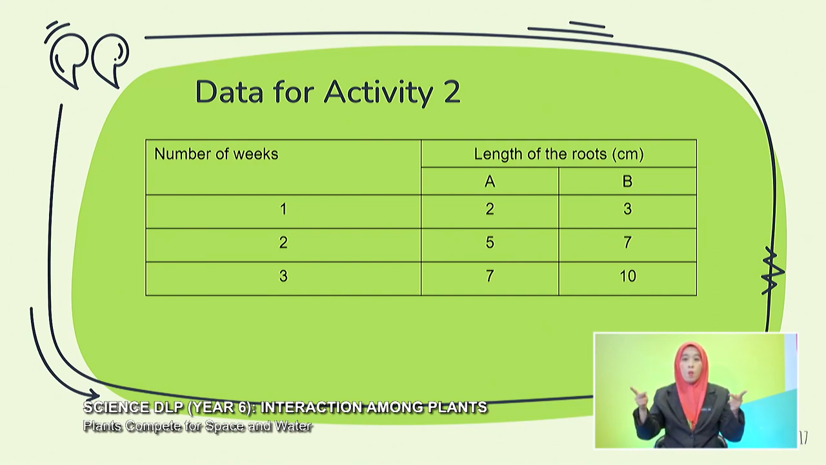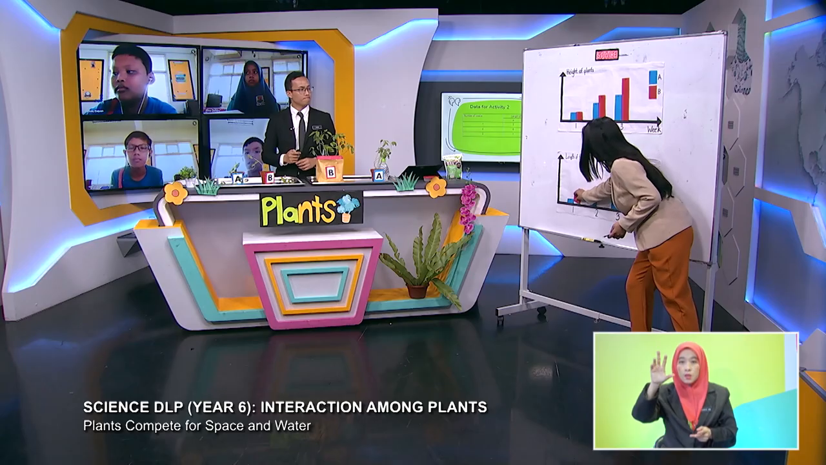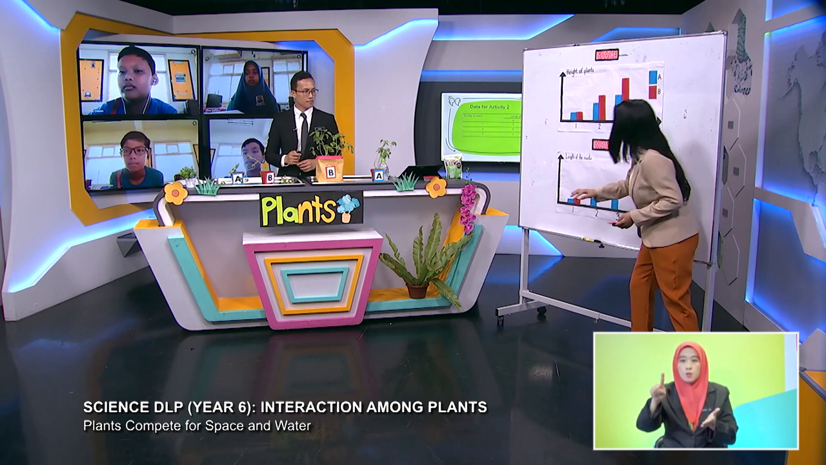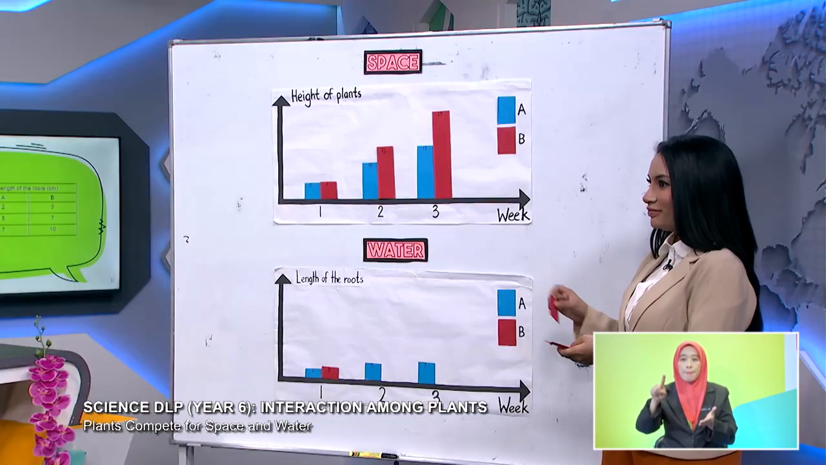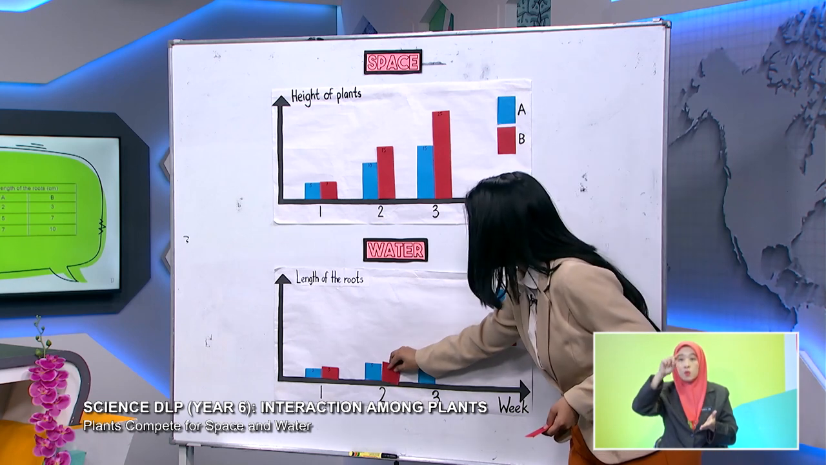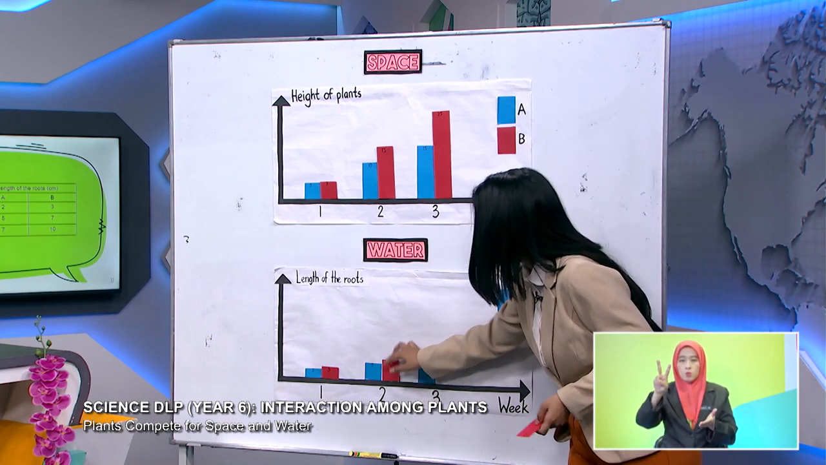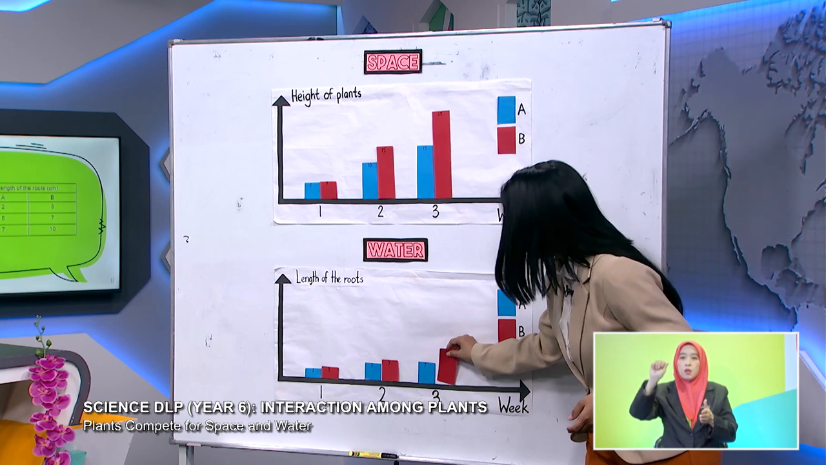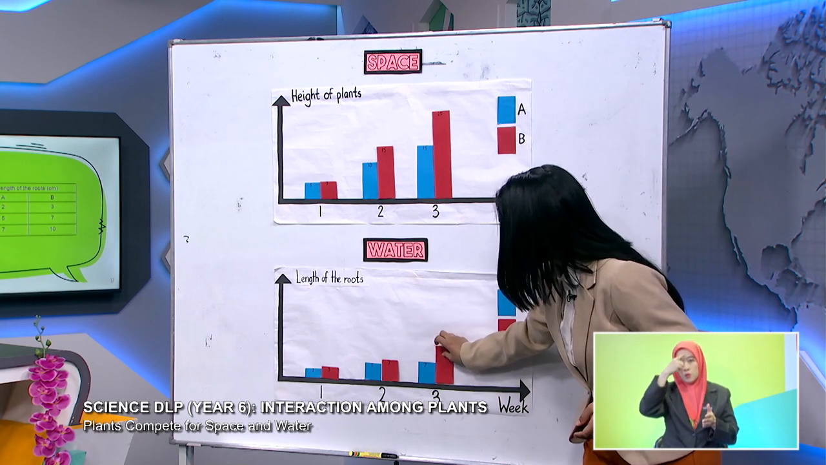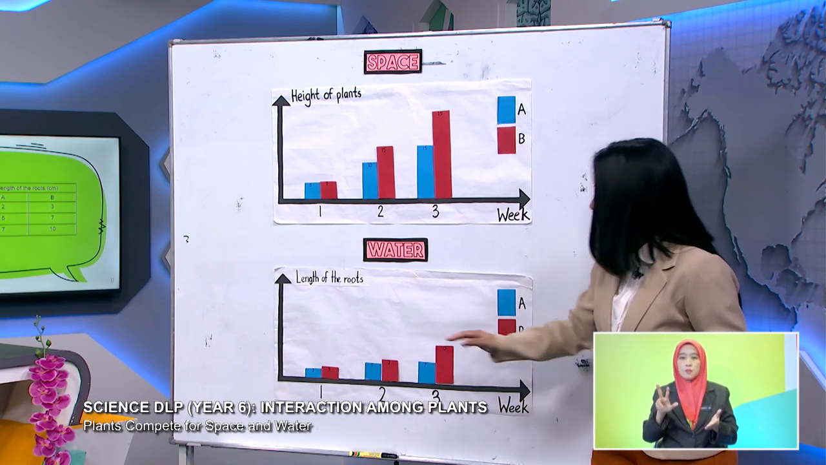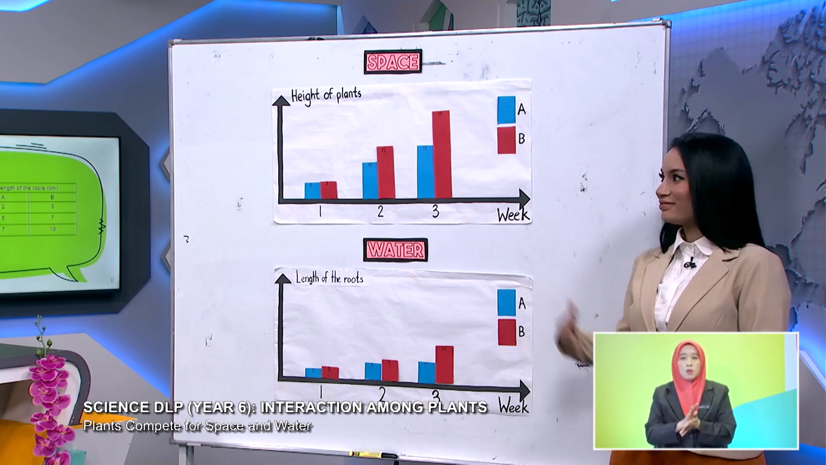Can you do it for pot B, Oskay? Okay. So for pot B, we have 3 cm for week 1. Got that. And 7 cm for week 2. And the last one is 10 cm for week 3. There you go. So there's a difference in the height as well, correct?